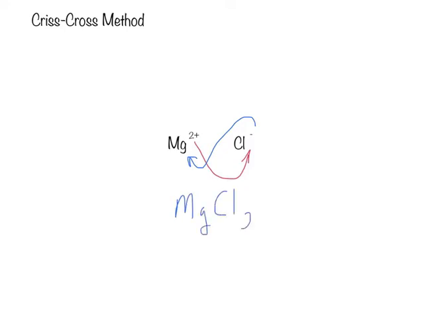So let's do another example. In this example, we have magnesium 2 plus and the chloride 1 minus. So remember, the cation charge becomes the anion subscript, and the anion charge becomes the cation subscript. So that gives us MgCl2.